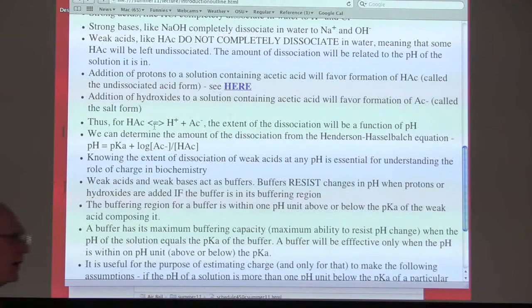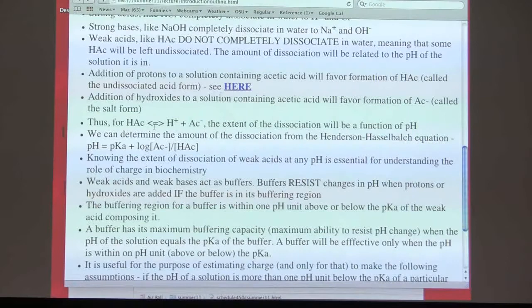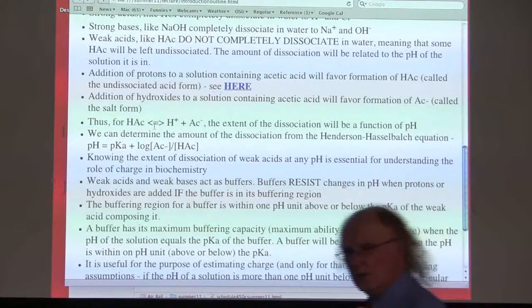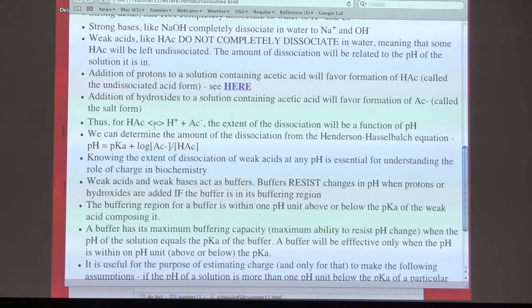Now, what I want to spend some time on is the importance of that weak acid for resisting changes in pH. Whenever you hear change in pH, you've got to be thinking changes in proton concentration. pH goes down, proton concentration goes up. Protons are little charged particles.